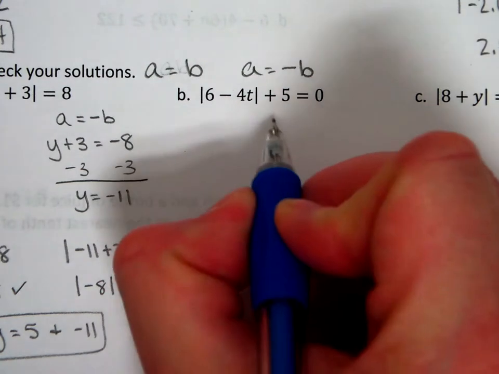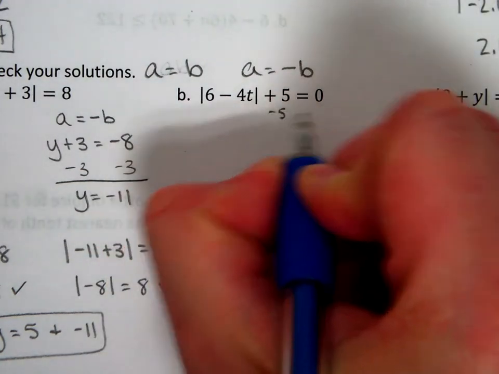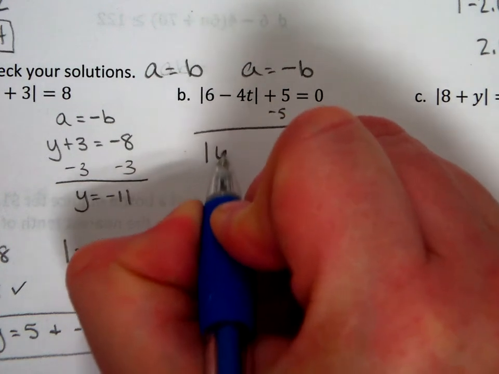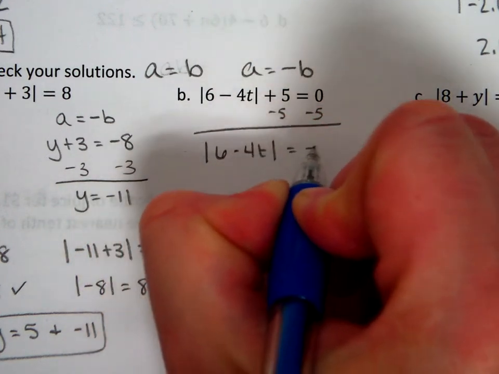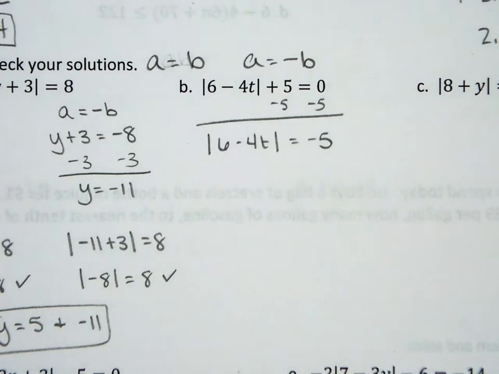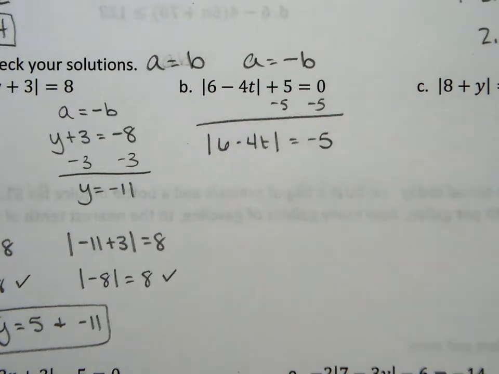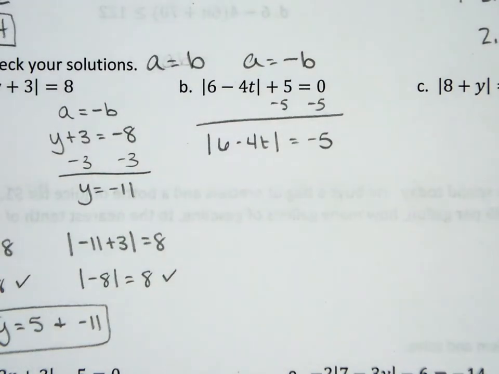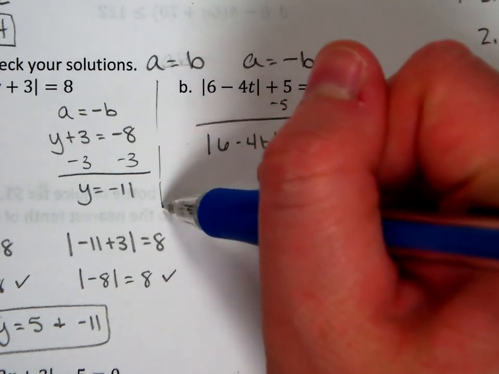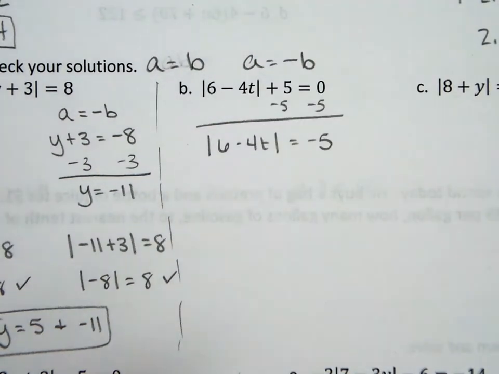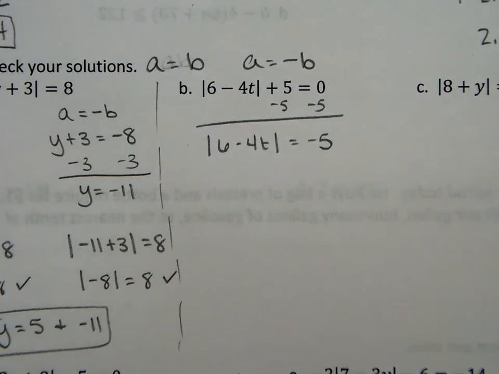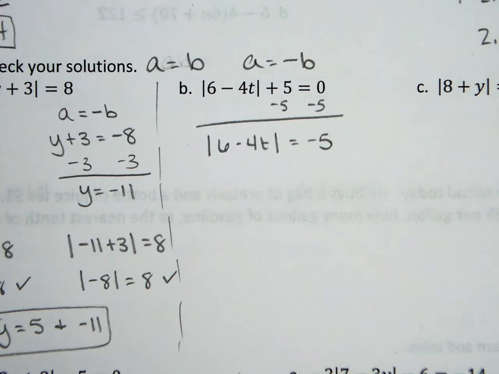Next one I'm going to do is b. I have to get the absolute value by itself first, so I'm going to minus 5 on both sides. So the absolute value of 6 minus 4t equals negative 5. The absolute value must equal a positive answer. You cannot equal a negative answer, because if you take the absolute value of something and you get a negative value, something's very wrong, because the distance of 6 minus 4t doesn't work to ever be negative 5 units away from 0. But mathematically, I'm going to solve it just to show you, because when I check my solution, it will not work. That's why it's so important to check your answers.